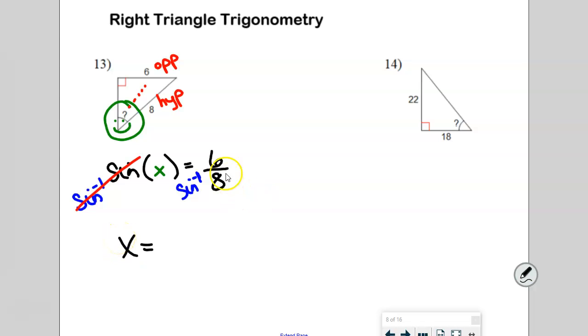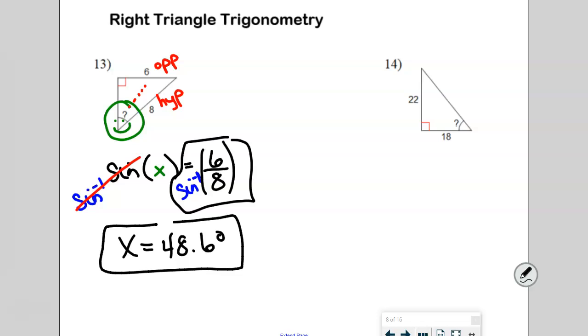But over here, this becomes sine inverse, and then you got to type this in your calculator. Sine inverse of 6 over 8. So second sine is how you get sine inverse, and then 6 divided by 8 gives you about 48.6 degrees.